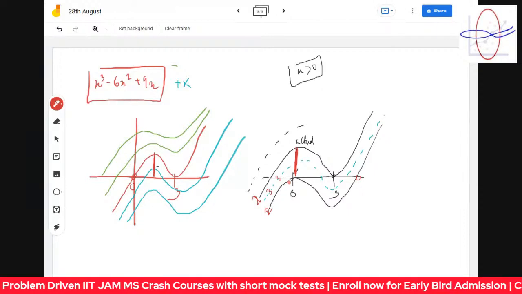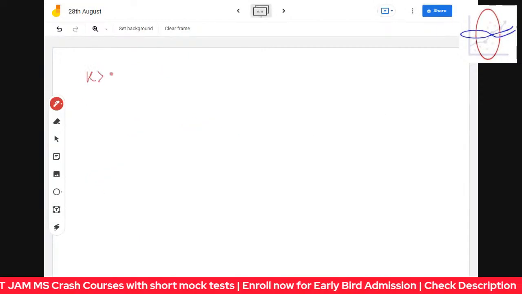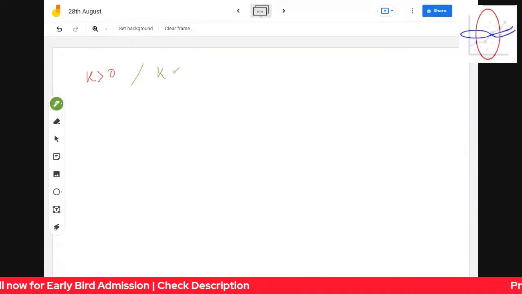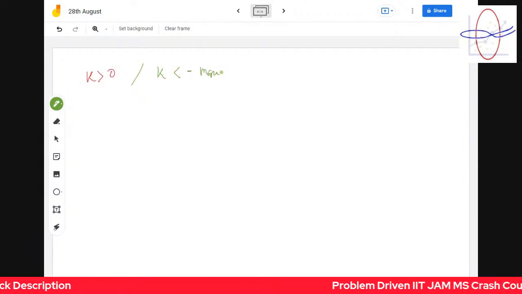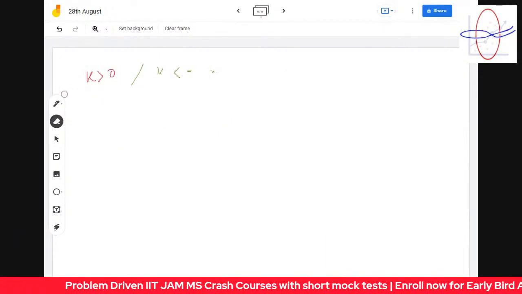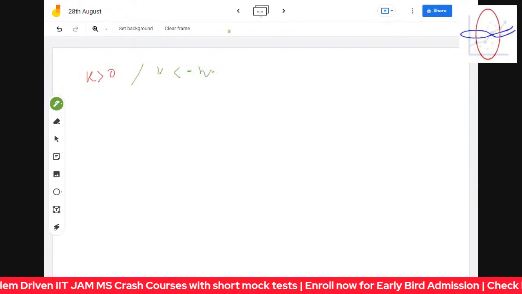So understand, k is greater than 0, or k must be less than or equal to minus of the maximum height, like this height h. This is a positive value, so minus of h. Because if you do that, the graph will look like this.